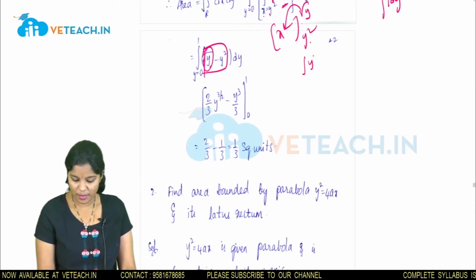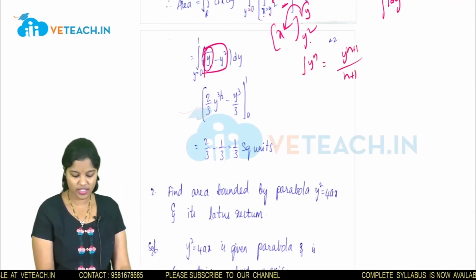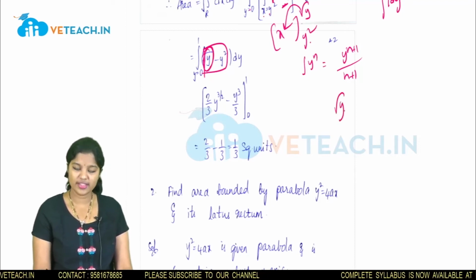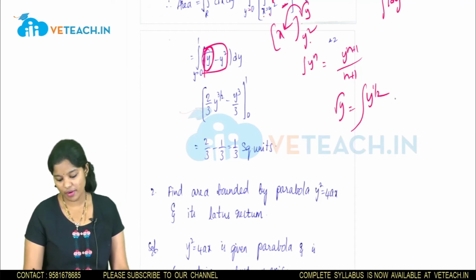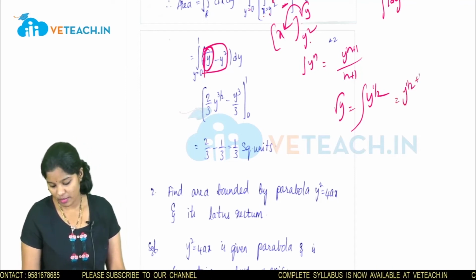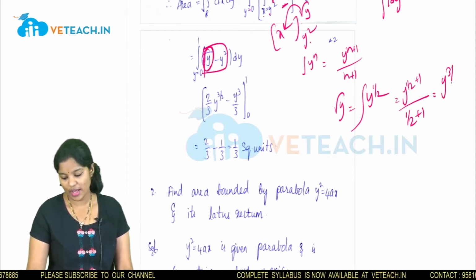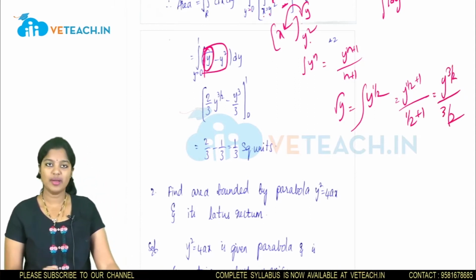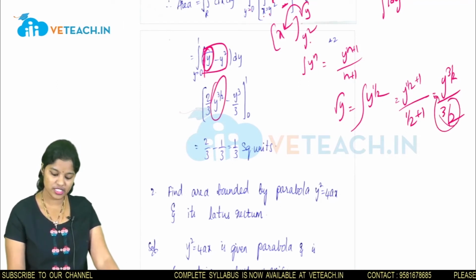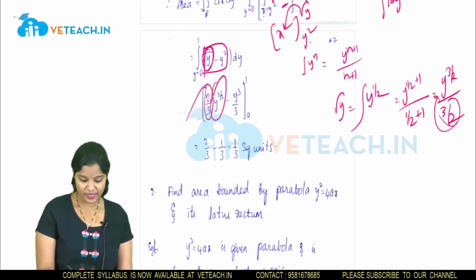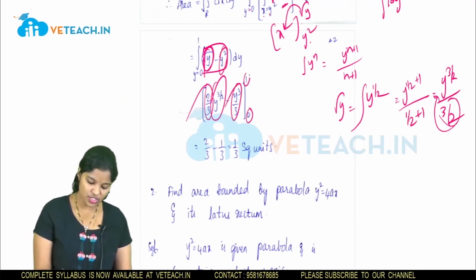Integration of y power n gives y power n plus 1 by n plus 1. Here what we have is root y, that is y power 1 by 2. So the integration of y power 1 by 2 is y power 1 by 2 plus 1, divided by 1 by 2 plus 1. That is y power 3 by 2 by 3 by 2. This becomes the reciprocal, so we write 2 by 3. And the integration of y square is y cube by 3. And apply the limits 0 to 1.